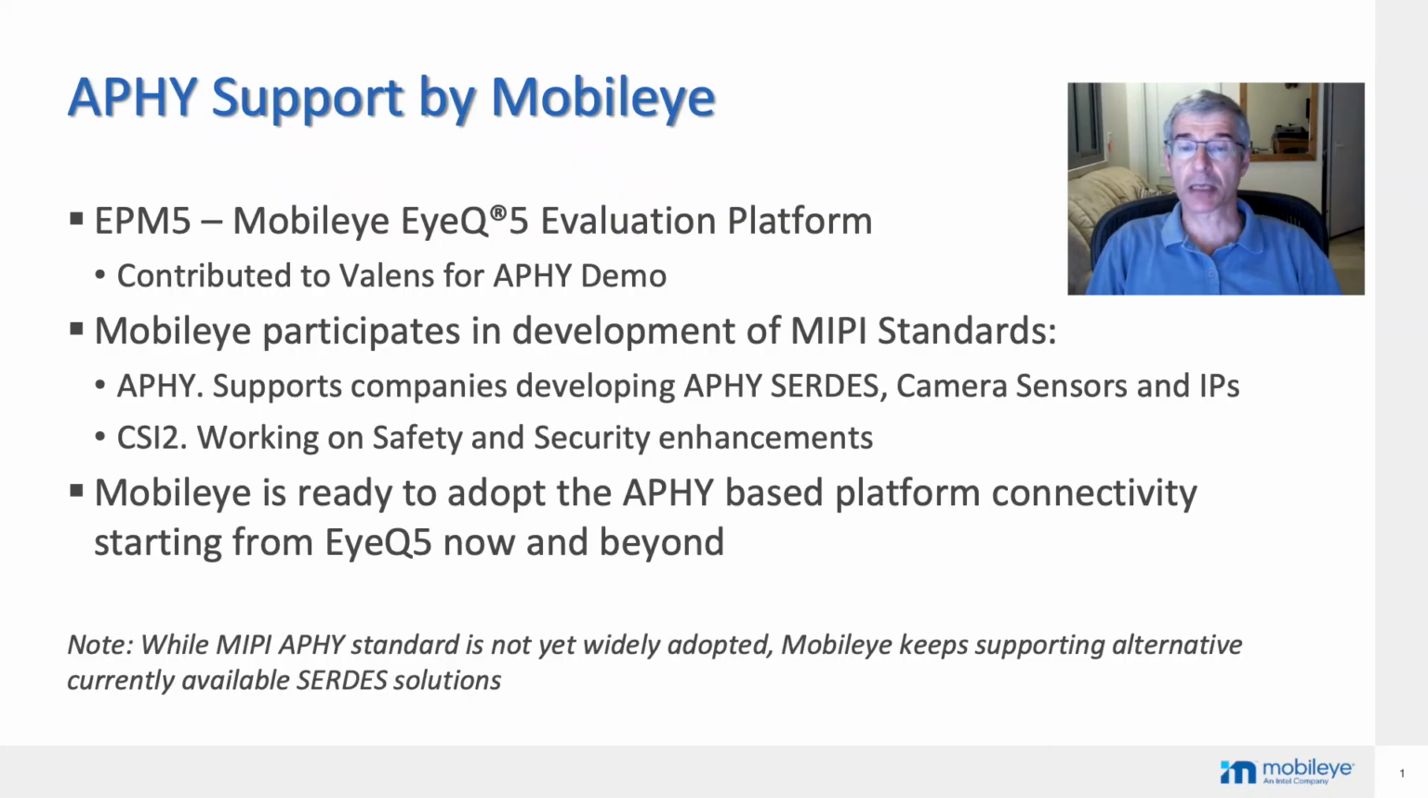Where does all of this feature in your roadmap? I mean, roughly, when can we expect to have IQ reference platforms from Mobileye with A-PHY bridges on them? Okay. So Mobileye platforms will support MIPI A-PHY connectivity starting from the Mobileye IQ5 family of devices.